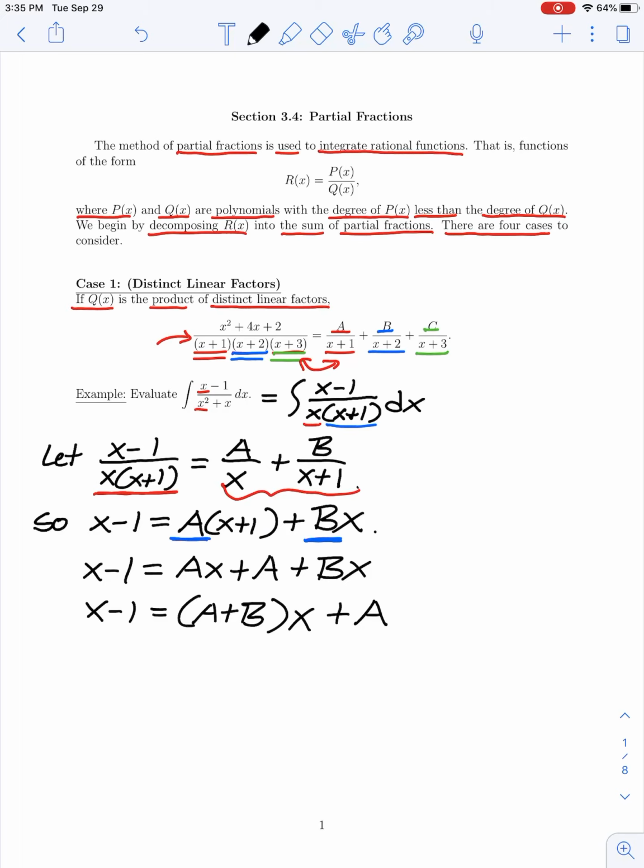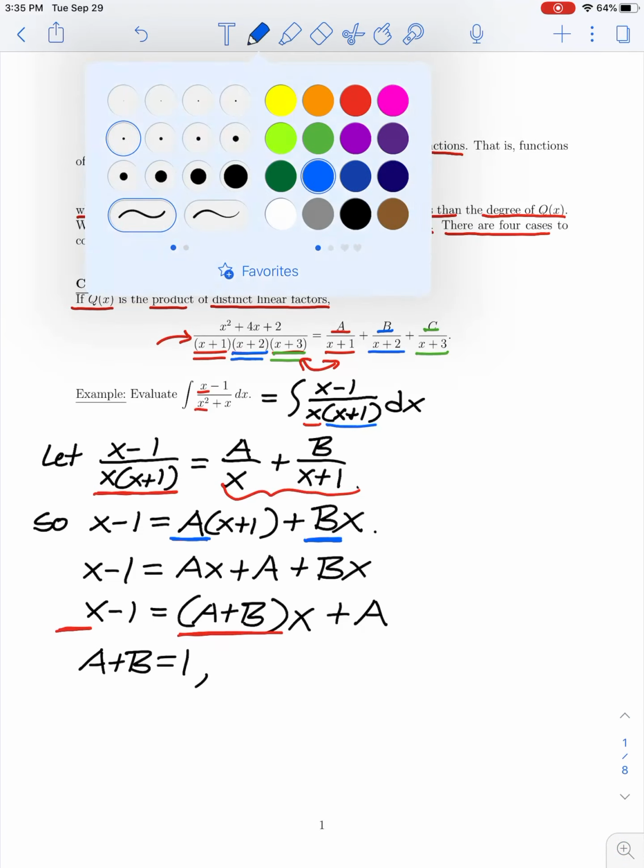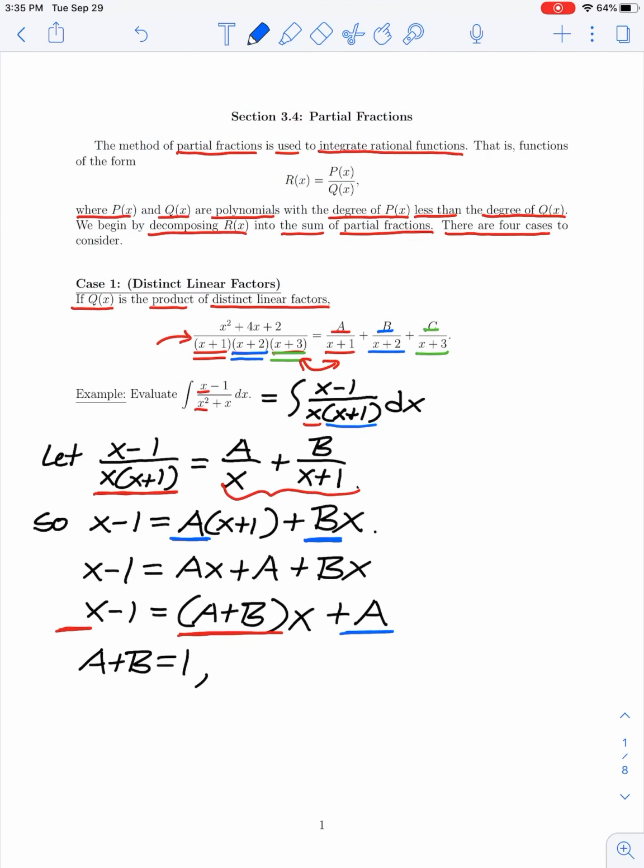And now, in order for this equation to hold, the two functions on the left and right-hand sides of this equation must be the same. So that is, the coefficient that I have for x on the right-hand side, a plus b, must be the same as the coefficient for x on this left-hand side. So on the left-hand side, we had 1x. So I know that a plus b has to equal 1, and the constant coefficients must also match. That is, a has to equal the constant coefficient on the left-hand side, which was -1.